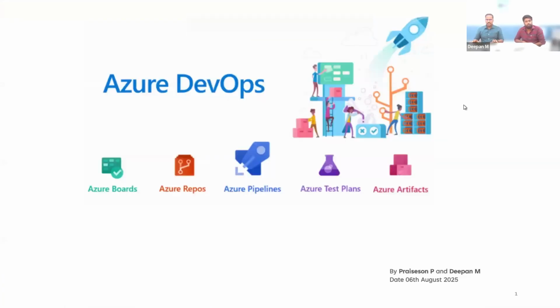Azure DevOps. We covered the purpose of Azure DevOps and the problem it is trying to solve between the development and operations teams. On this slide we see all the services offered by DevOps, like boards, repos, pipelines, test plans, and artifacts. We covered a bit about all these topics.